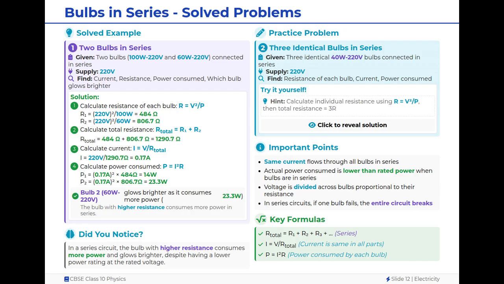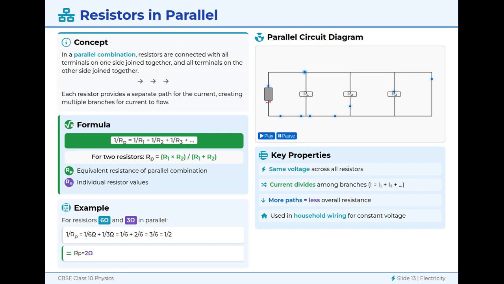Let's clarify with a solved problem. We have two bulbs. One is 100 watts, the other is 60 watts, both for a 220 volt supply. If we connect them in series to that same 220 volt source, which one will be brighter? Well, the first step is to calculate the resistance of each bulb using R equals V squared divided by P. You'll find that the 60 watt bulb has a higher resistance than the 100 watt bulb. Okay, since they're in series, the same current flows through both of them. Therefore, the bulb with the higher resistance, the 60 watt bulb, will dissipate more power and, yep, it'll glow brighter.